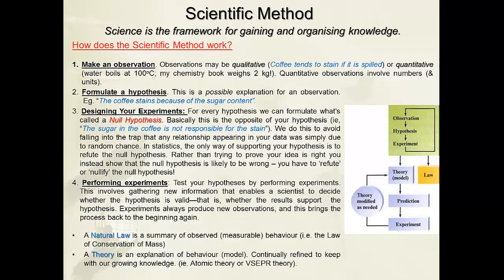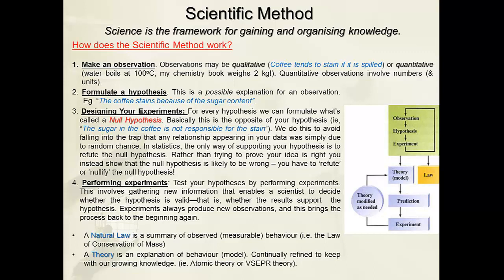So step 2 is to formulate a hypothesis. A hypothesis is a possible explanation for an observation. For example, the coffee stains because of the sugar content. Okay, so the observation was coffee tends to stain as it is spilled, and the hypothesis might be that the coffee stains because of the sugar content. Now the hypothesis doesn't have to be the correct answer. Okay, it doesn't have to be the correct explanation. It's just a possible explanation for an observation.